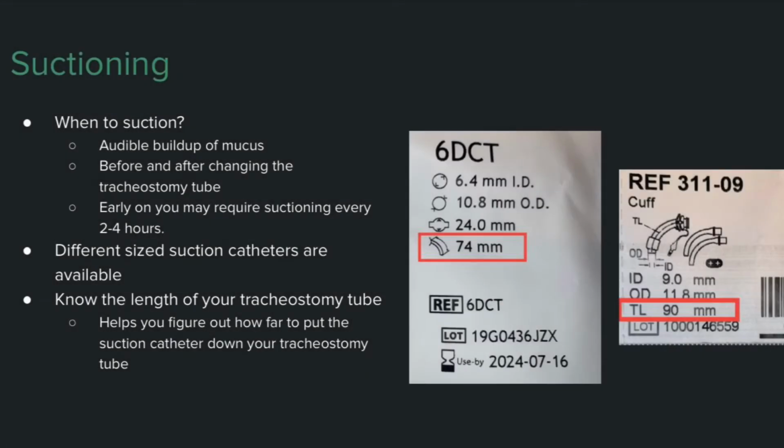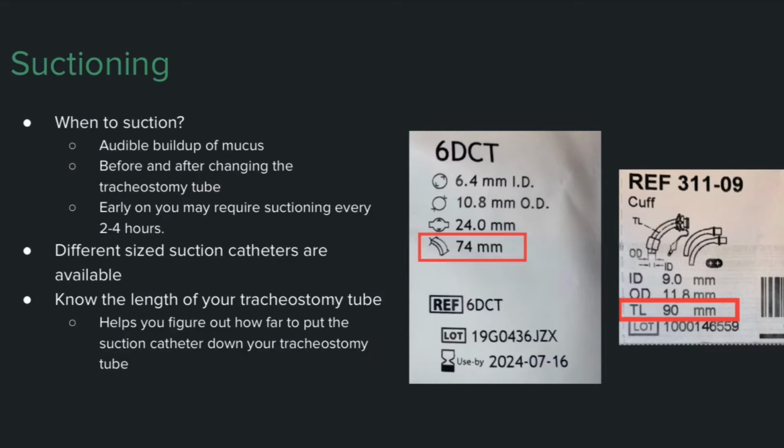In the beginning, you may require assistance to clear the mucus from your tracheostomy tube. Suction machines with flexible suction catheters are designed to do this. You should suction yourself when you hear audibly that mucus is building up in your tube, often noticed by a rattling noise. Your body will make more mucus in the beginning as it adjusts to the tube. This will improve over time.